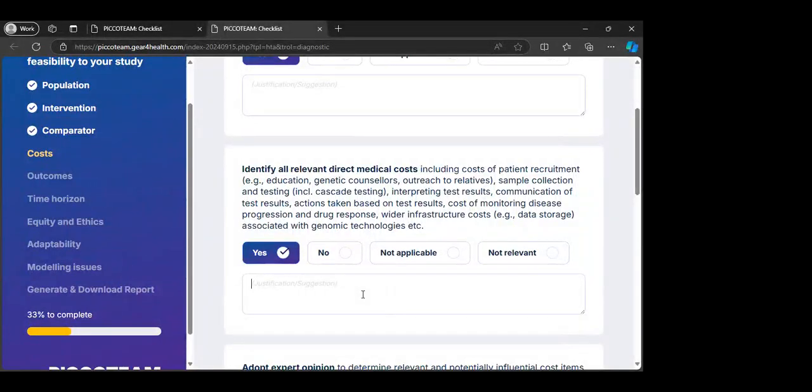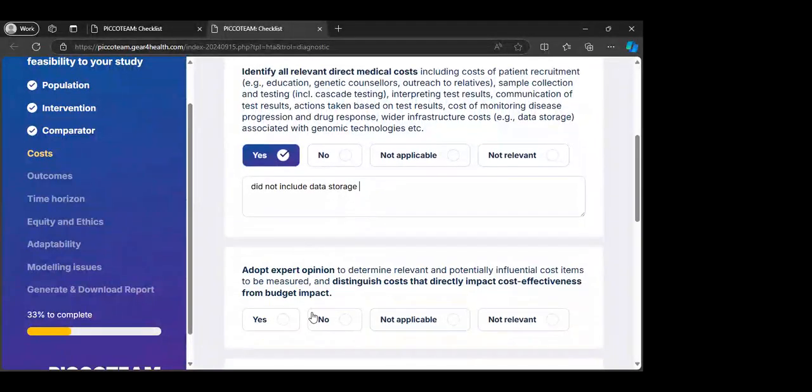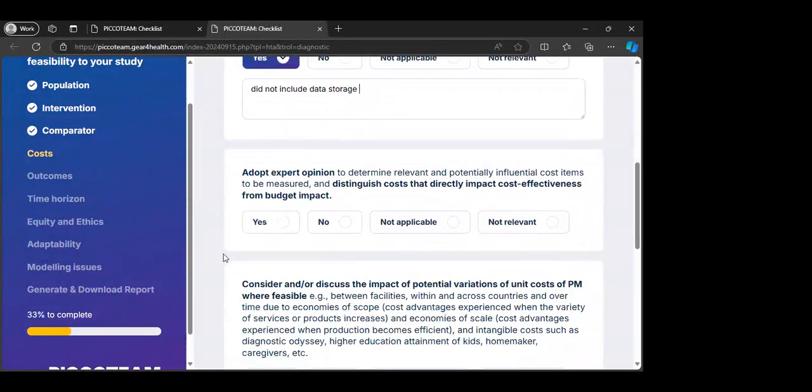Maybe you can just specify that we did not include data storage cost, so that you will keep these on track, and then it will be helpful for you to write a study report later. Because the reference case is conducted not only to guide you to conduct the study, but also to report the findings. And we did adopt expert opinion, which is very important because the clinical experts and the manufacturer will have a better idea about what are the costs that you should be including.